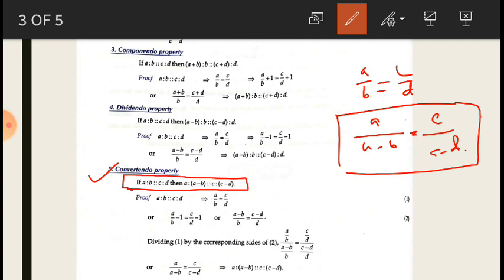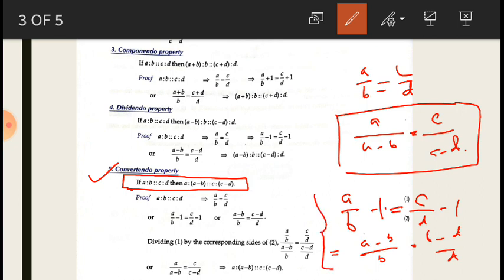Now for doing that, we just need to write the same thing, that is the dividendo property: a by b minus 1 equal to c by d minus 1. Whenever you do that, you will definitely reach a minus b divided by b equal to c minus d divided by d. So this is actually the dividendo property that we use here.